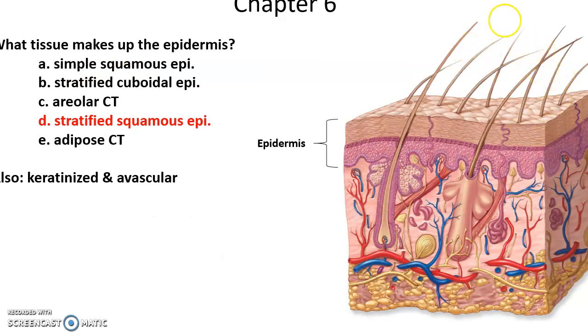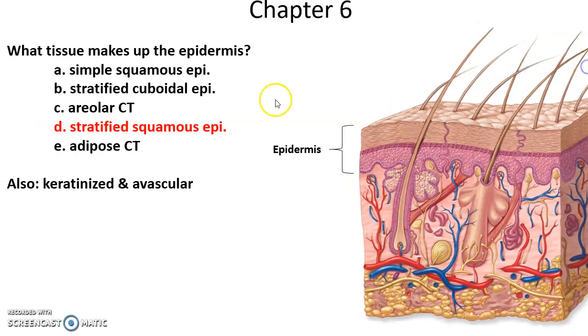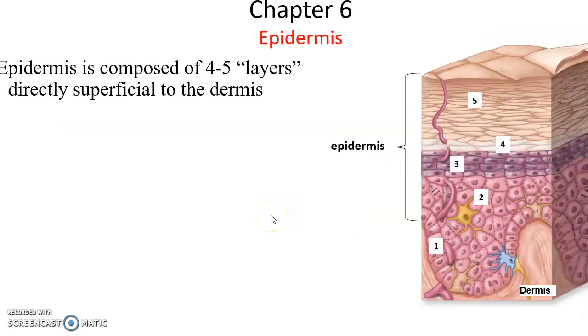So, the epidermis. We will start with the epidermis. The epidermis is made up of stratified squamous epithelium. It is also keratinized, which means most of the cells are filled with keratin protein, and avascular. There are no blood vessels in the epidermis.